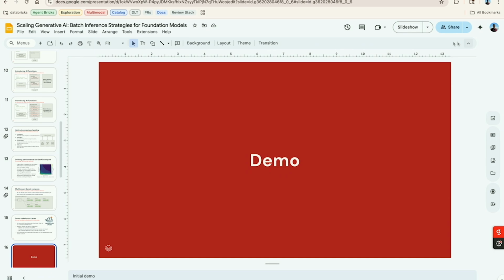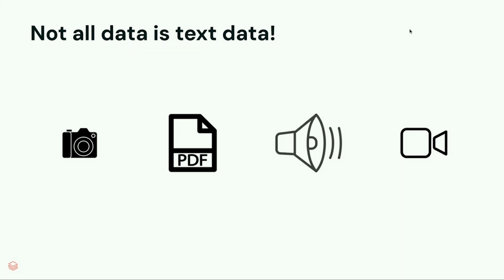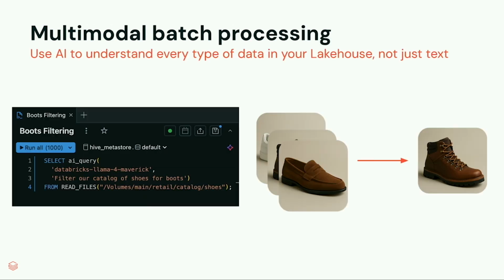Cool, so let's jump back here and talk a little bit about some additional capabilities that we've worked on. One of the things we looked at is that not all the data is text data, right? If I'm actually running a shoe business, I probably have a product catalog that's full of images of new shoes that I'm selling all the time. I probably have PDFs that are invoices. I have audio, I have video. How do I process this?